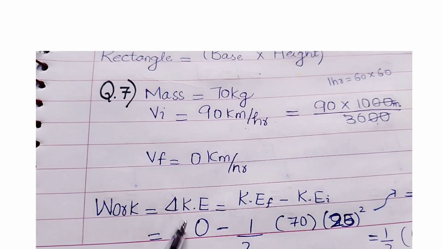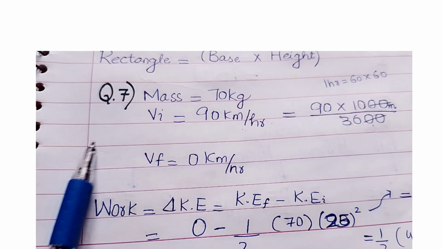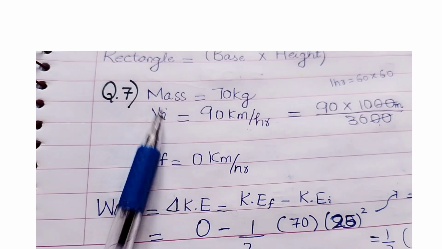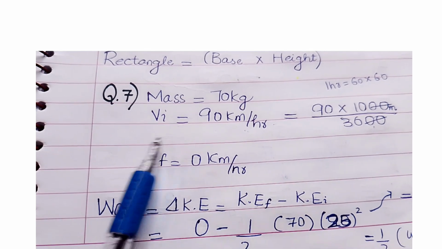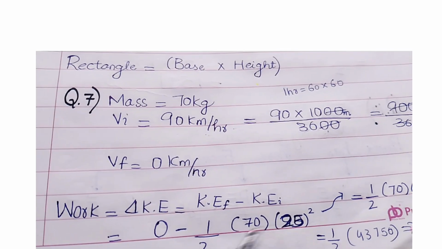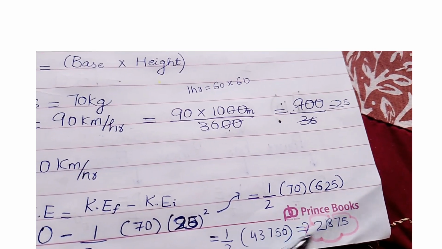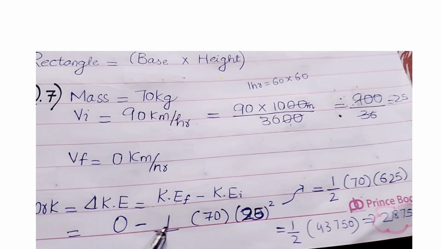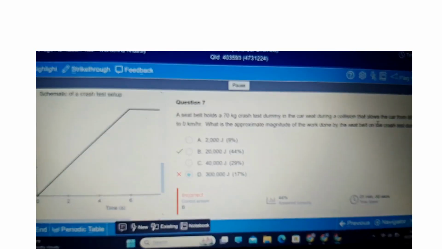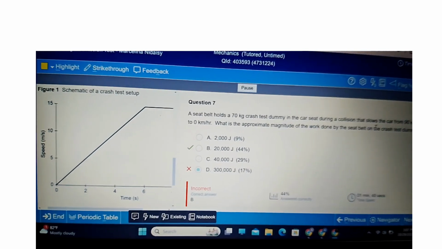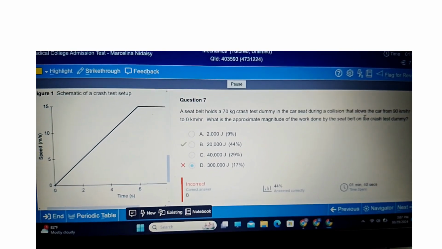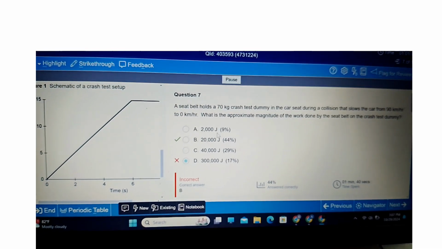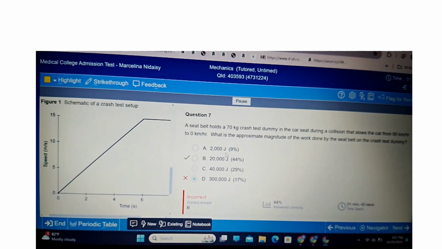You can use it whenever you find that the data is not according to the work of F into d, but according to the mv square. So put the data of mass in the m, and v square, that was velocity in meter per second, and our answer was 21875 joule, and we can round it to 20,000. You have to mark the most related or the most near answer. So the most near value here is 20,000 joule from 21,000. We just needed to calculate it like this.